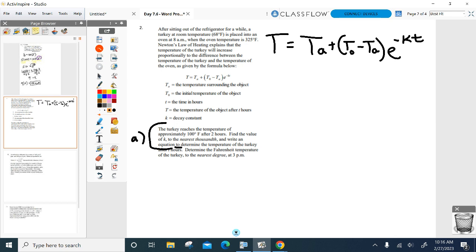Here we go. And plus you also have some stuff up here. 68 degrees, 3:25, 8 a.m. Ready? T. Look back right here. The temperature of the object after T hours. So I got to figure out what number I need to plug in for that T. That's the temperature of the object after T hours.